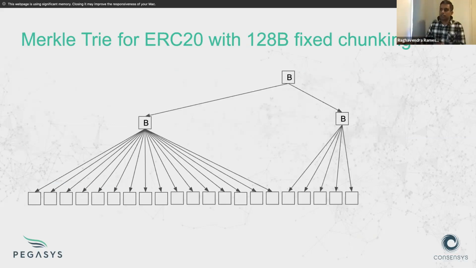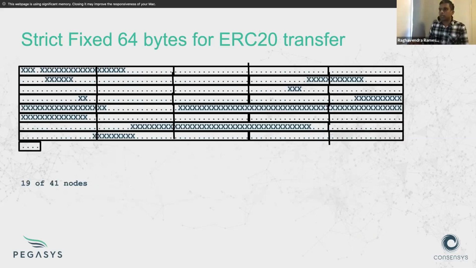This is the same approach. Instead of 128 bytes, I'm chopping the code with 64 bytes. In this case, we'll have 41 chunks, and the ERC20.transfer function will occupy 19 chunks of them. In terms of the Merkle-Patricia trie, we'll have such a structure. We'll have 3 groups, in fact, in the leaves.